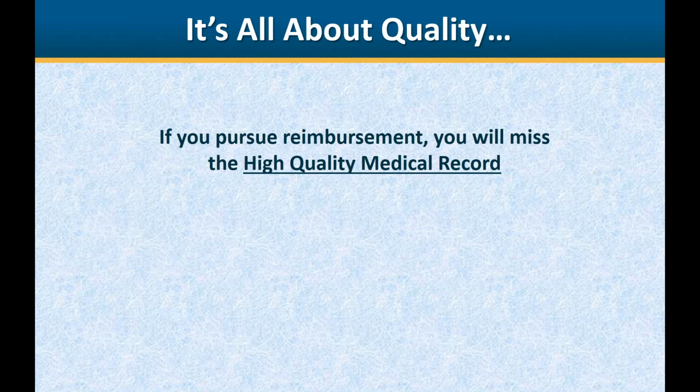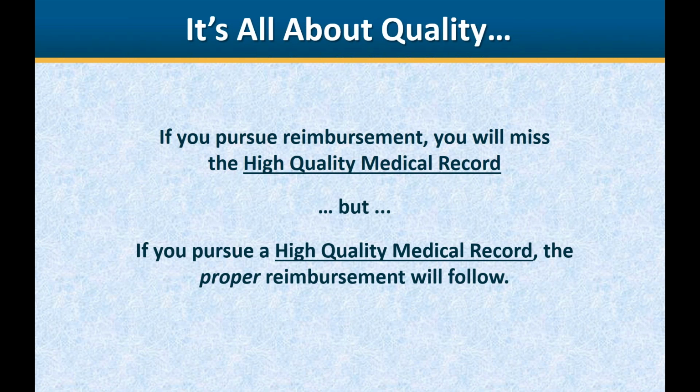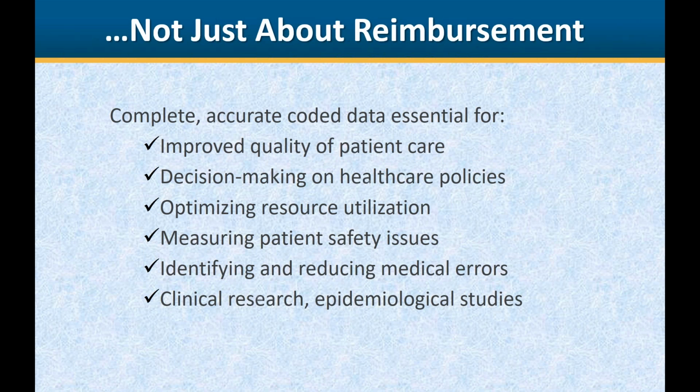And I start almost every talk that I give with these next slides or two, because it's so important. If you are just trying to get improved reimbursement, then you're going to miss a high-quality medical record. But if you're pursuing the high-quality medical record, the proper reimbursement will follow. I didn't say the increased reimbursement. I said the proper reimbursement will follow. And it's about quality. It's not just about reimbursement, because after all, accurate and coded data is essential for the things that are listed here.